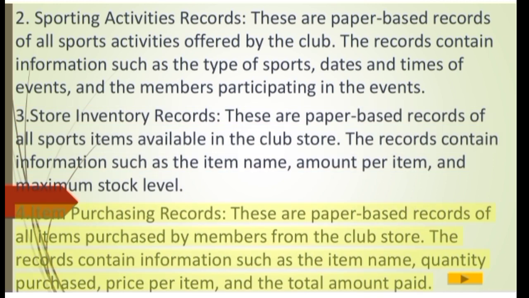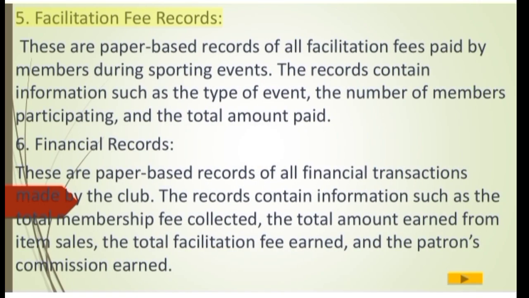4. Item purchasing records. These are paper-based records of all items purchased by members from the club store. The records contain information such as the item name, quantity purchased, price per item, and the total amount paid. 5. Facilitation fee records. These are paper-based records of all facilitation fees paid by members during sporting events. The records contain information such as the type of event, the number of members participating, and the total amount paid.